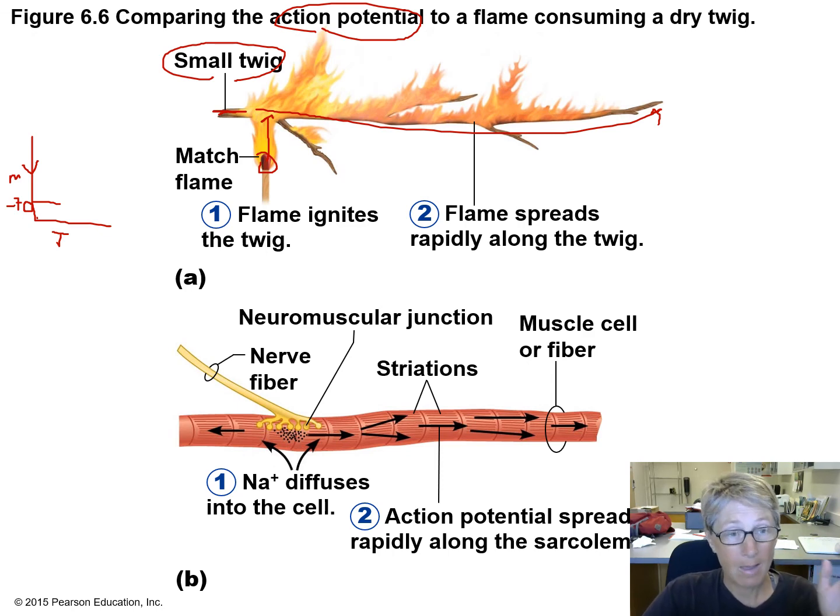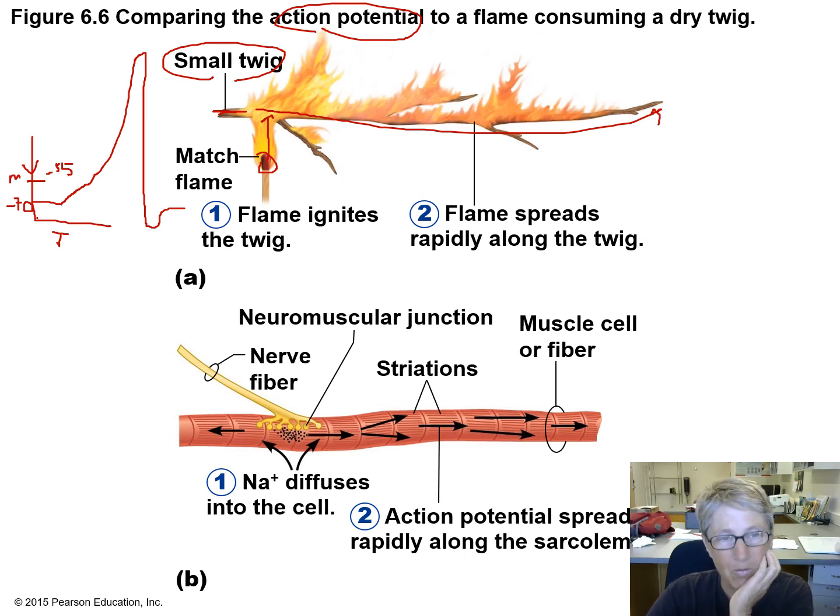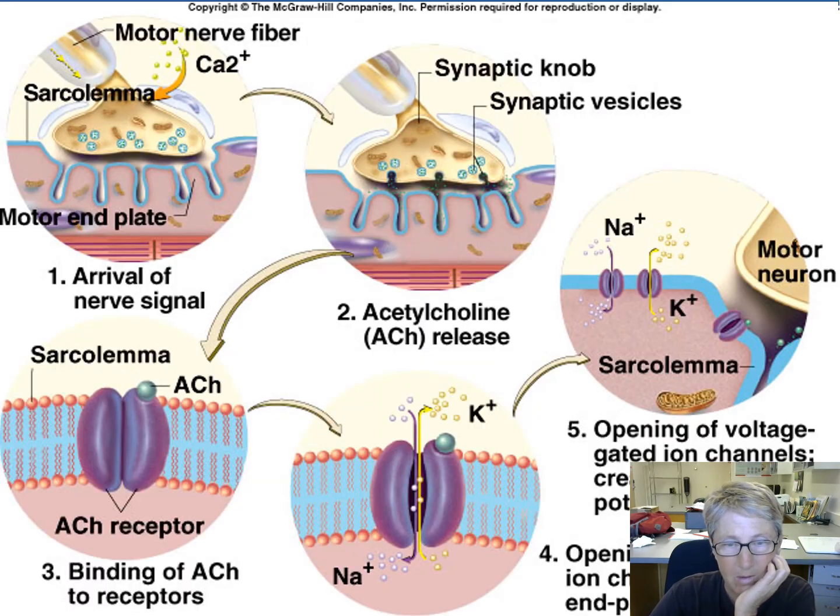And the ligand-gated sodium channels are open. Sodium's coming in slowly, and then at minus 55 millivolts, which is threshold potential. At threshold potential, so all of a sudden, boom, the match ignites the twig. Yay, you get an action potential, and then you come back down. So that's what this analogy is supposed to help you understand.